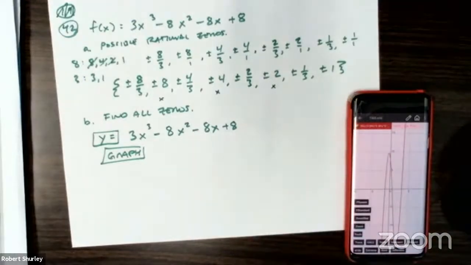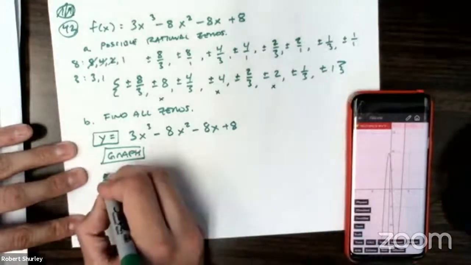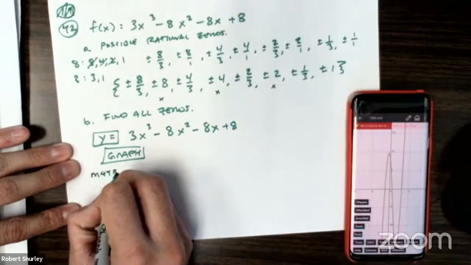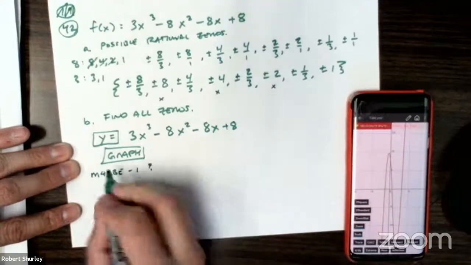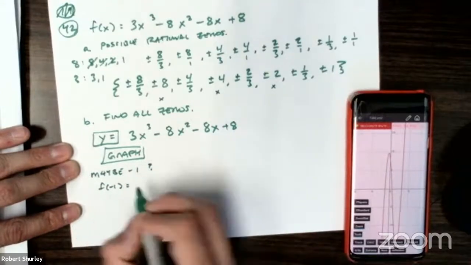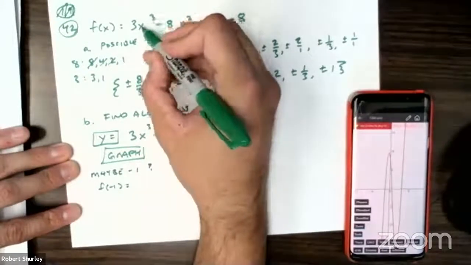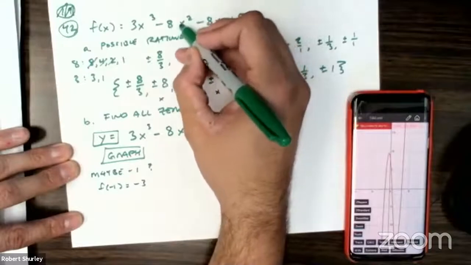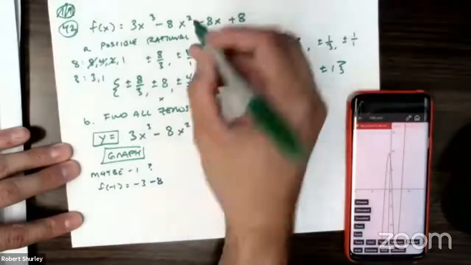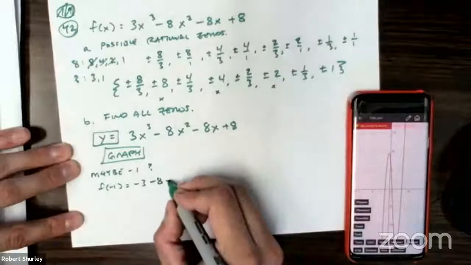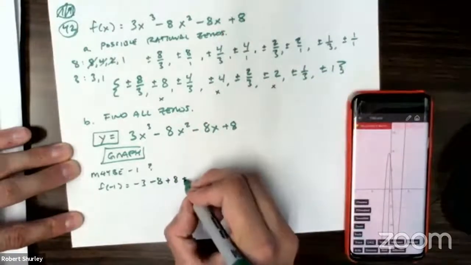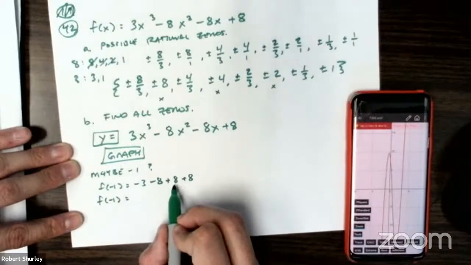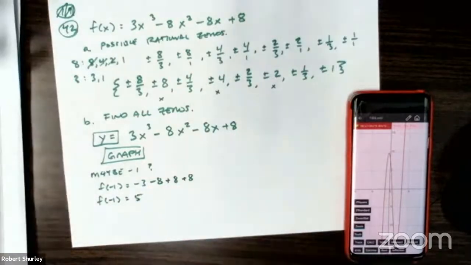Okay, well, let's check it. If you think it's -1, let's check it. So I'm going to plug in -1 into here, right? So f of -1 equals, now this will be -1 cubed, that's -1, so we get a -3 for the first term. -1 squared, that's positive, so this would be -8. -1 here, this would be a +8, and then a +8. So for -1, we get back +5. So that's not going to work.